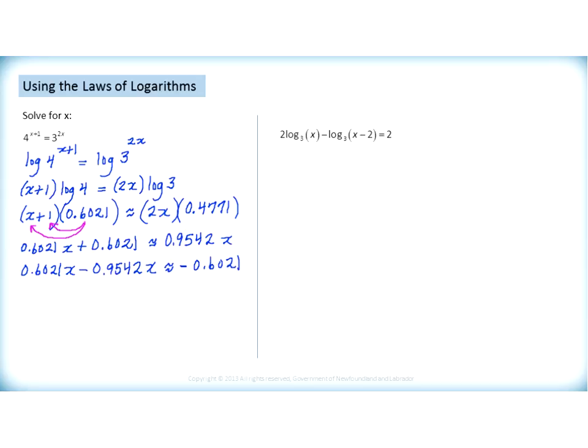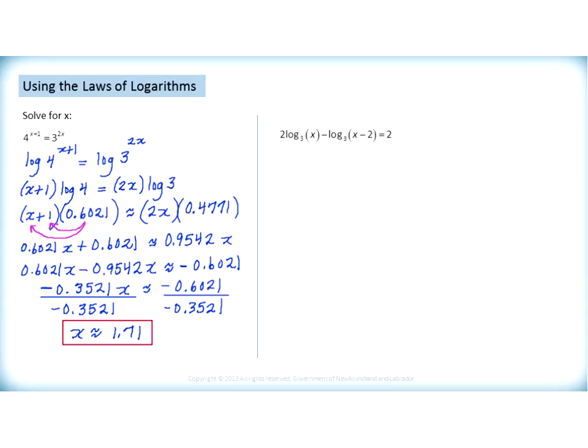0.6021 minus 0.9542 is equal to negative 0.3521. That will be the coefficient of x, to approximately equal negative 0.6021. And then we will divide both sides of the equation by negative 0.3521. And the value of x then is approximately equal to 1.71. We can round off to 2 places after the decimal as our final answer.